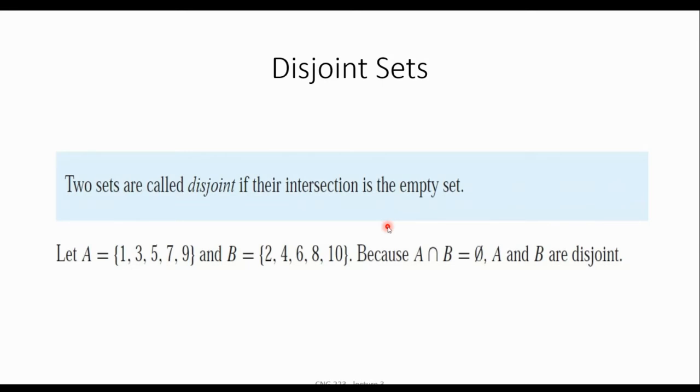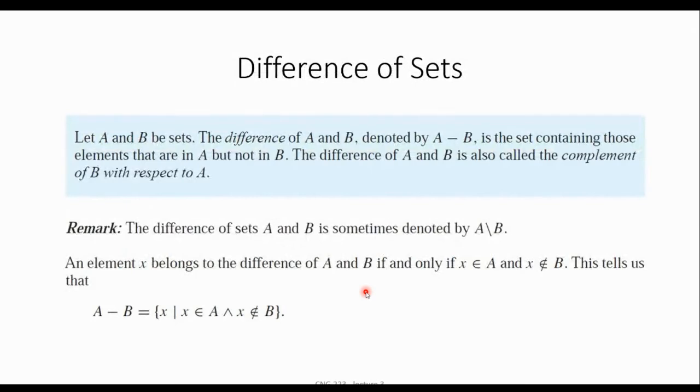Now, two sets are called disjoint if their intersection is the empty set. So it means that they don't have any common elements inside them. Look at these two sets. A contains these elements, and B contains this one. When you compare them, you can see there is no common element between them. So the intersection of A and B would be the empty set. And if this is the case, we can call them disjoint. So A and B are disjoint sets.